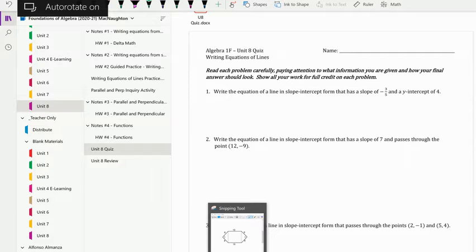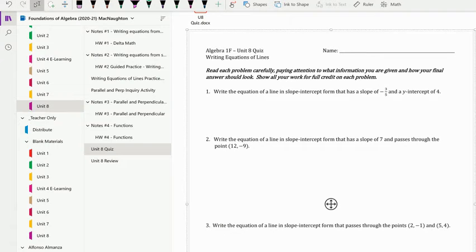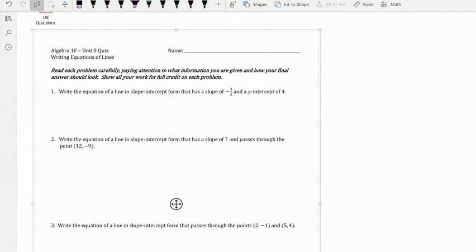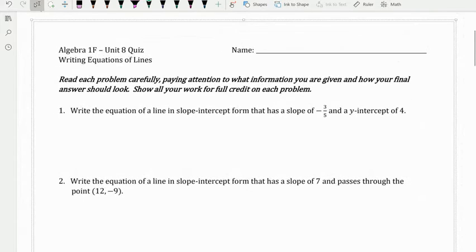Hey guys, so here is your walkthrough of the quiz from the other day. Hopefully you got yours back and checked yours with the answers posted in OneNote. But if you need a little extra help, I'm going to go through these step by step just so you can make sure you know how to do them.